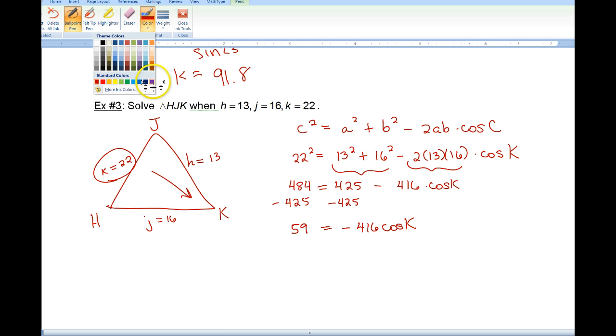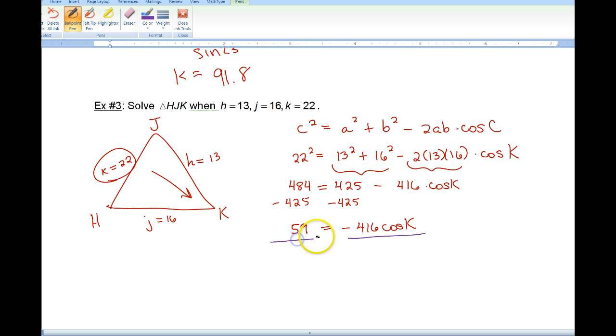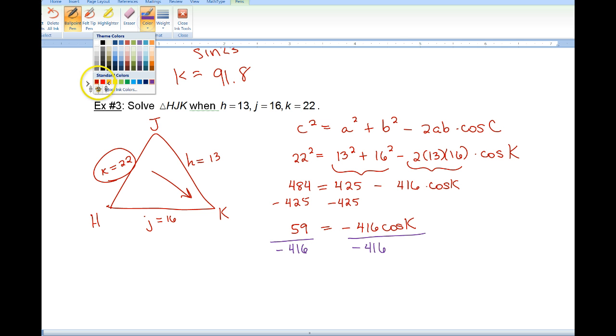Now I have to divide both sides by negative 416. Okay, we're trying to isolate the cosine of K. Now we're going to get some decimal here. That's fine. Negative 0.10.